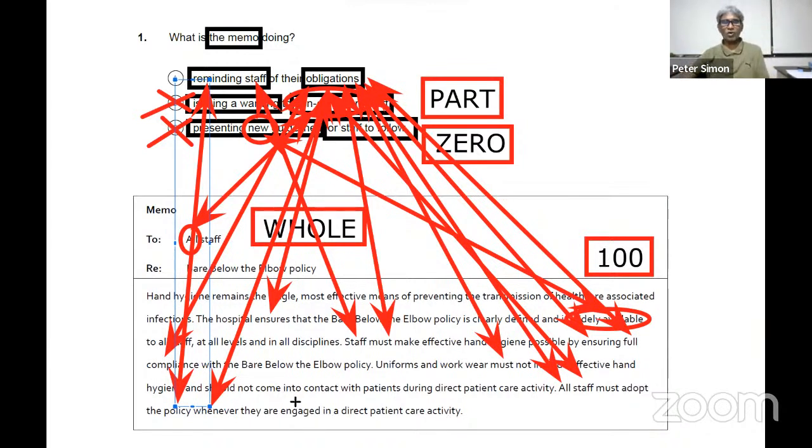See here, into contact with patients during direct patient care activity. In a direct patient care activity, every time they are engaged, means come into contact, means are engaged. You must. So you can see that it is very clear. Is the explanation apt enough? Give me a yay or a nay.